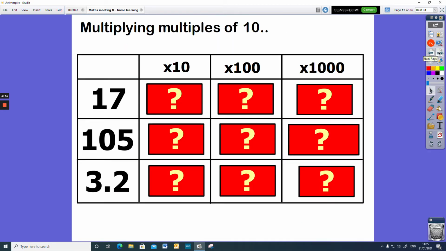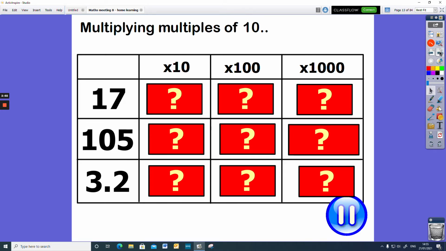Okay, new one today, multiplying by multiples of 10. We've got 3 numbers down the side here, and I want you to multiply each number by 10, by 100, and by 1,000. Okay? You don't have to draw the table, you can just write the questions out in your book. Okay, have a go now.